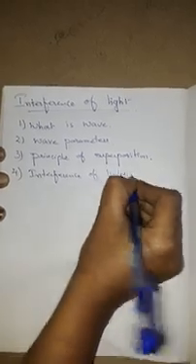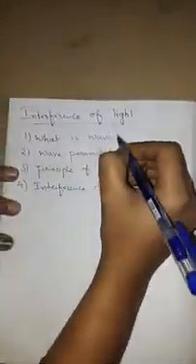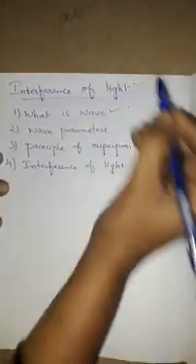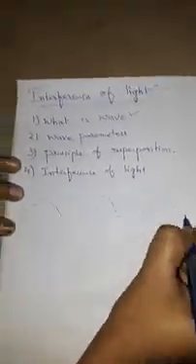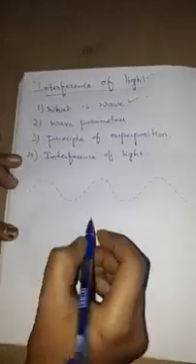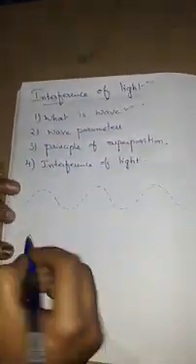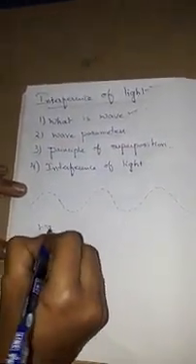Now, first, coming to the point, what is a wave? We all know that light travels in the form of a wave. A wave is nothing but a periodic disturbance of particles. Now, wave parameters. Wave parameters: wavelength.